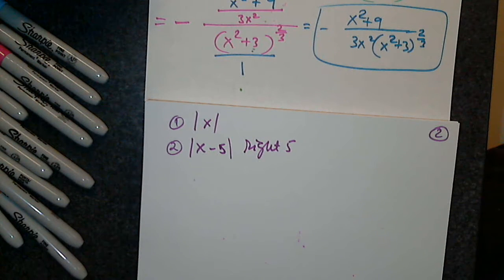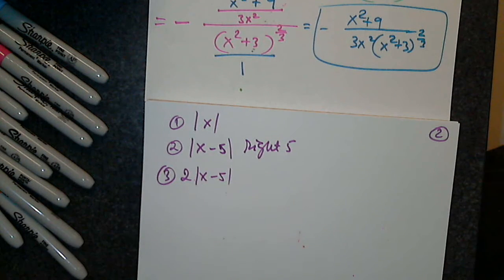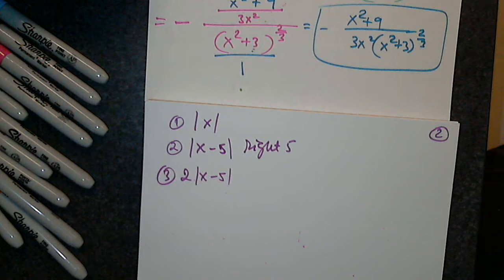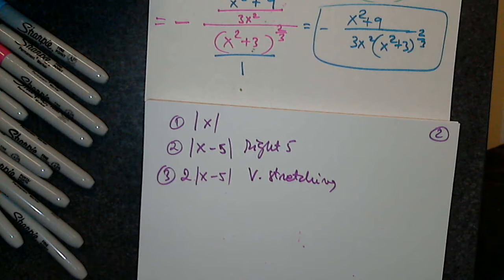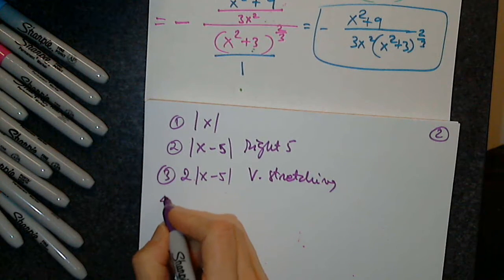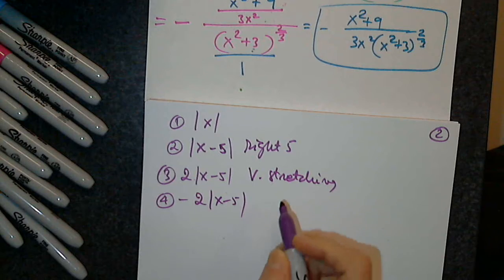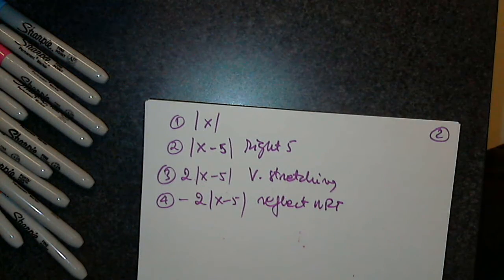Awesome. Next step. The stretch. Yes. 2 times the absolute value of x minus 5. What is this transformation doing to number 2? Yes, vertical stretching by a factor of 2. Very good. Number 4. What does 4 do to number 3? Very good. Reflect with respect to what?